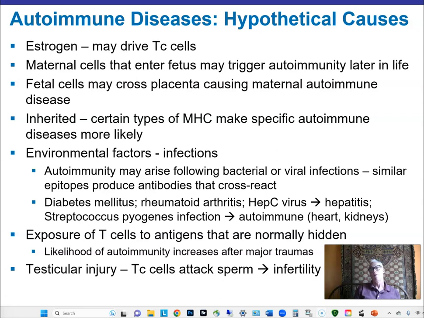Inherited: certain types, as we said, of MHCs make it more likely you'll have an autoimmune disease. Environmental factors: you could get an infection. Type 1 diabetes is thought to be an attack on the islets of Langerhans by the immune system following a viral infection in which some antigen was similar enough to an antigen in the beta cells of the islets of Langerhans that there was a cross-reaction that killed those cells.